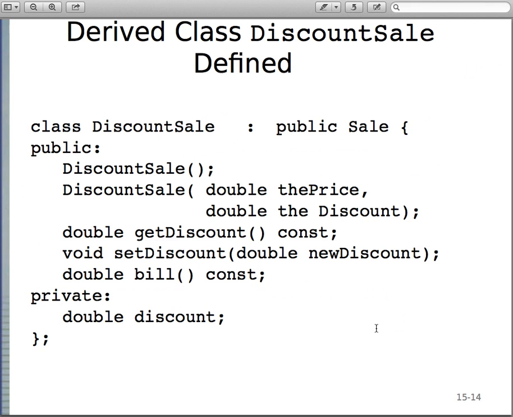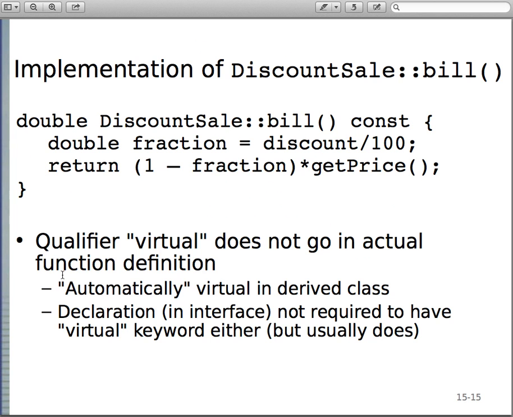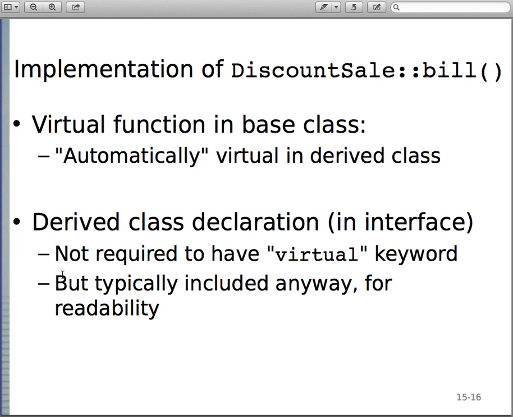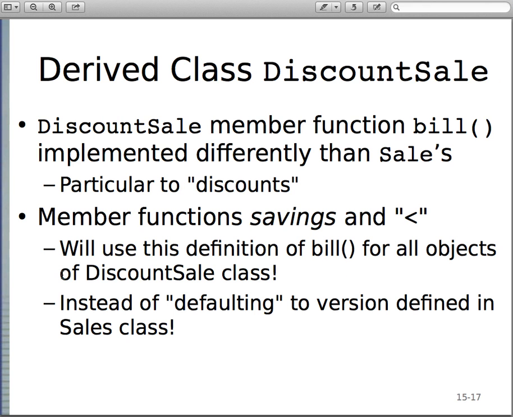It won't make a difference, and I'm talking about this bill member function. Since the superclass, that is the sale class, has bill as a virtual member function, it's automatically there, but it is a good idea to put it in just to make it clear. Explicitly put in virtual, even though it's not done here. All right, so that is how you set up a simple virtual class and you override it in a derived class. So that's a basic look at a virtual member function.